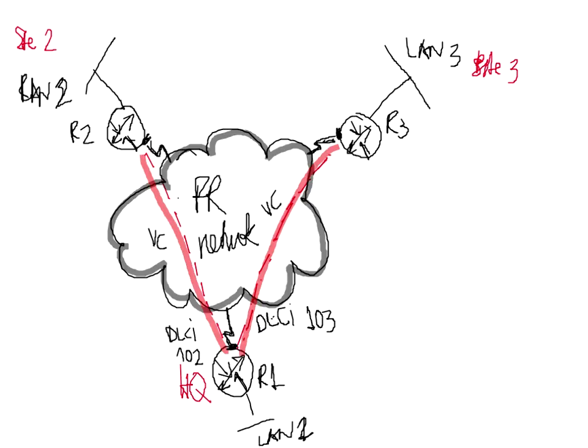Now, DLCI numbers are only unique on the access link. So on this access link, DLCI numbers have to be unique. What does it mean? It means that on the other end of this virtual circuit, on the access link from router 2 to the frame relay cloud, the DLCI number doesn't have to be 102. It can be, say, 201. Okay?